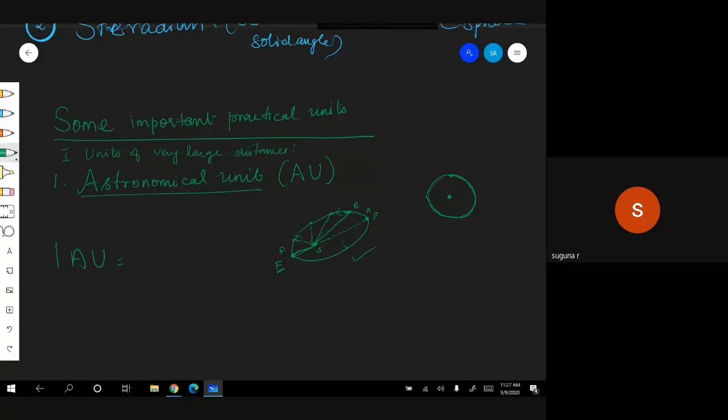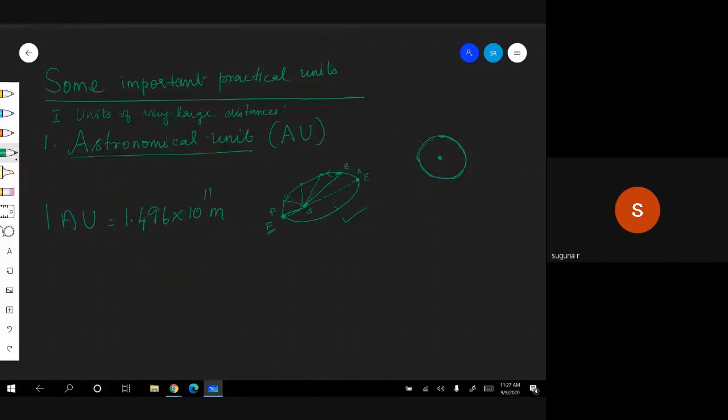What is the value? The value is very huge, I told you. Definitely 1.496. This you have to memorize. Everything should be in tips. For numericals, they won't give it to you, so you should know how astronomical unit is related to meter, which is the SI unit. Therefore, 1 astronomical unit is equal to 1.496 into 10 power 11 meter. It can be approximated to 1.5 into 10 power 11 meter.